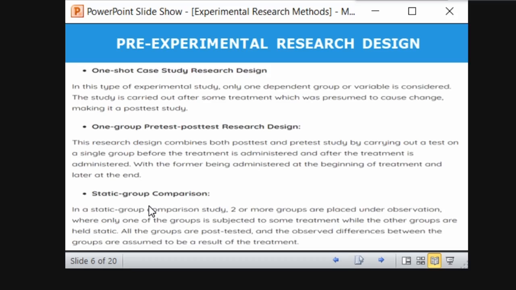After a period of certain duration, you are testing. What happens? The plants kept in the home die. The plants kept in the sunlight grow. So that is a post-test, right? Based on the observation, you conclude accordingly. There are 2 groups: one is subjected to certain treatment, one is not. Here the treatment in our plant example is sunlight. I hope you understand what these 3 types of pre-experimental research design are.